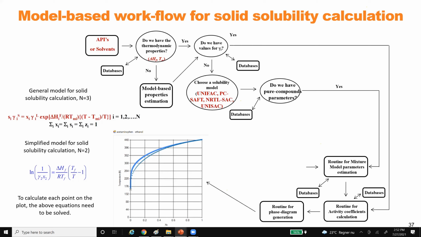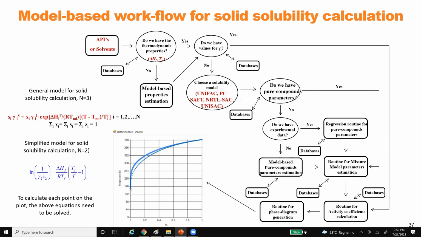If we do not have the parameters for the activity coefficient, we need to get the experimental data to fit the parameters. And then once we have done that, we get 1 point. And we repeat that point by changing the composition or temperature, and we get the total curve. So what you can see is that it's a lot of work even to do 1 point of the calculation if the experimental data is not there to get the model parameters.